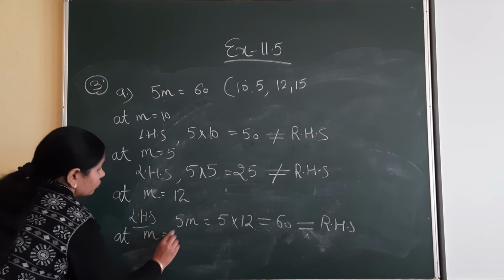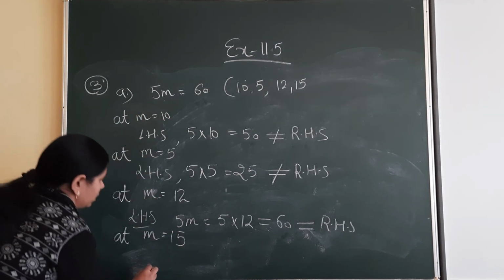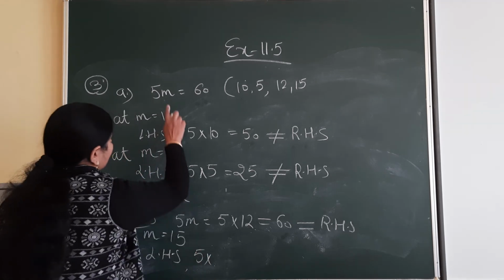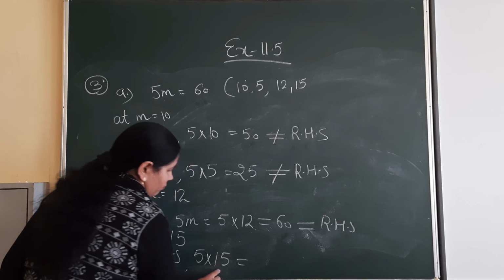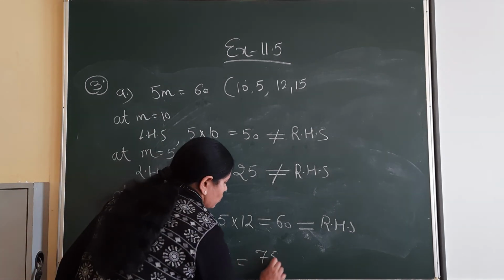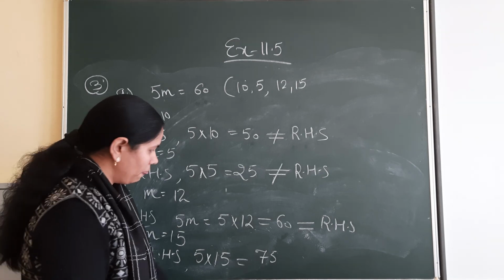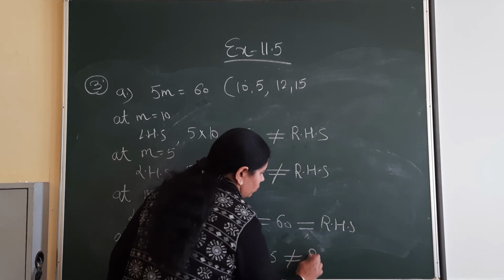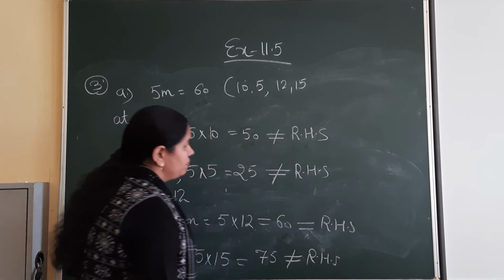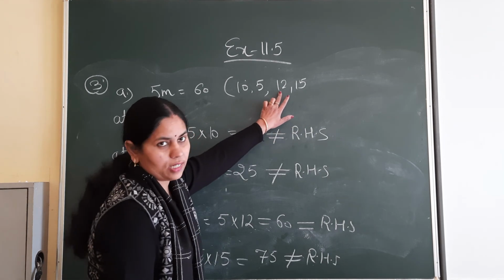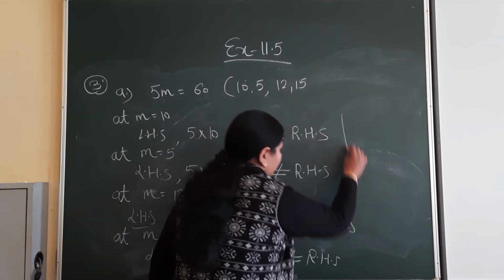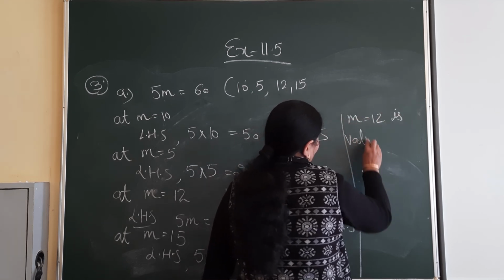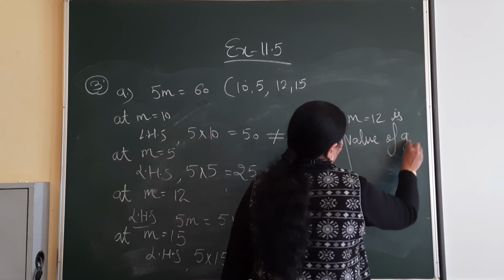At m is equal to 15. Now put here in the left hand side we are seeing 5 into, at the place of m, put this value 15. 15 fives is 75. Means in the left hand side we are seeing 75 after calculation, but in the right hand side this is 60. So again we have to write the left hand side is not equal to the right hand side. So in that case we are seeing 3 values are wrong and this 12 is the correct value. So after this step write here, m equal to 12 is the value of the given equation.